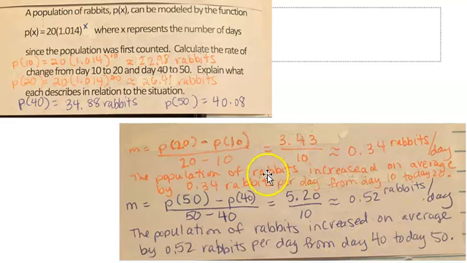This is the importance of telling me from day 10 to day 20 versus day 40 to day 50 because they are not the same. And you'll notice that it's a little bit higher here. So now we've got about half of a rabbit being added to the population every day.